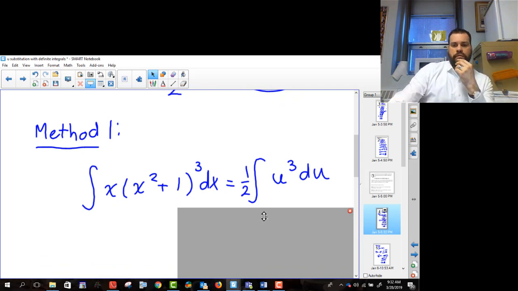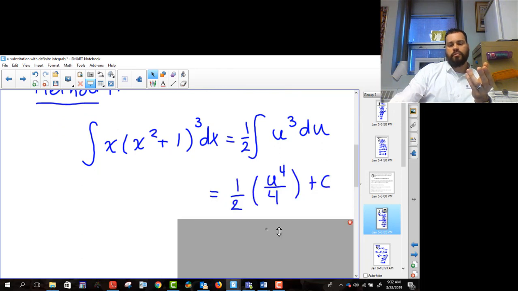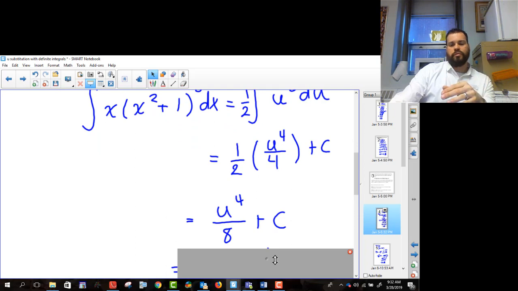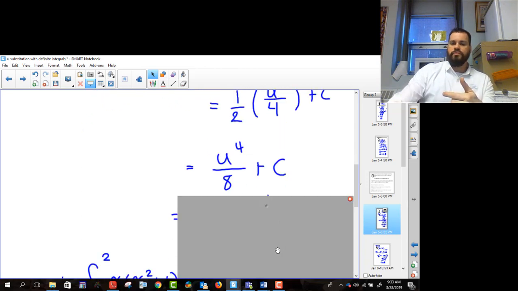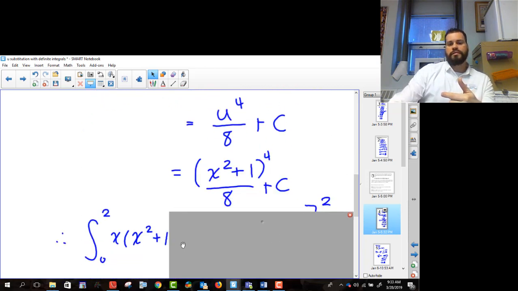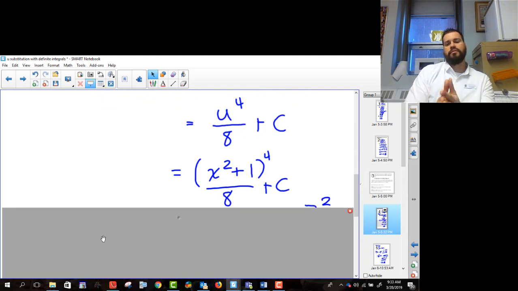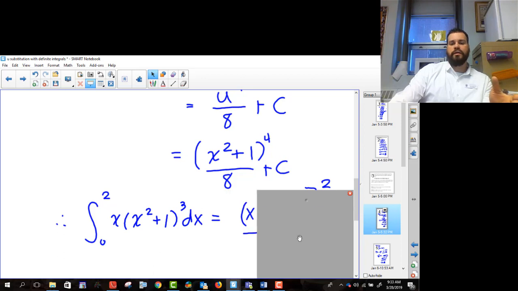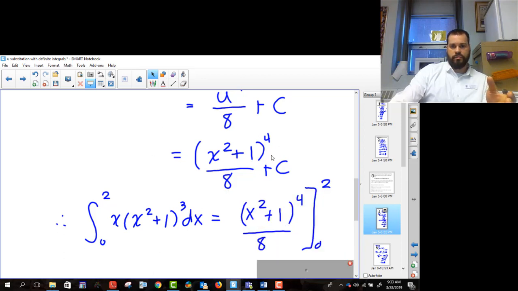I integrate. So if I integrate u cubed, I get u to the 4th over 4 plus c. Then that becomes u to the 4th over 8 plus c. So this is all assuming that the boundaries just aren't there. Okay? And then I replace u. So I get x squared plus 1 to the 4th, over 8 plus c. So I know the indefinite integral. And then what I do is I say, okay, now imagine that the boundaries are now back. Then the integral just becomes that, without the plus c, from 0 to 2.